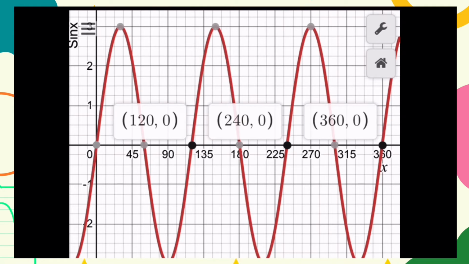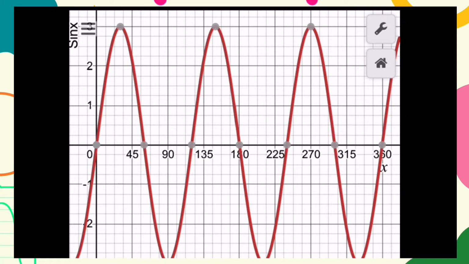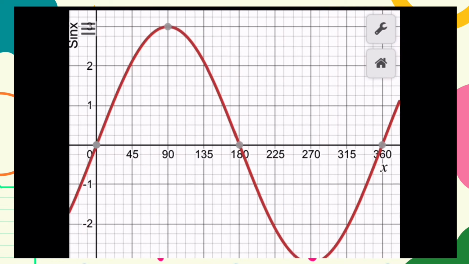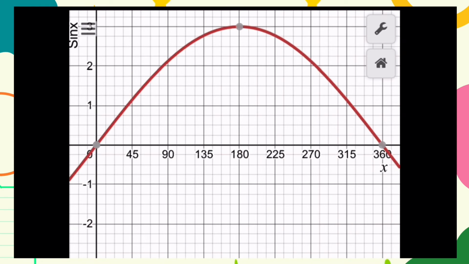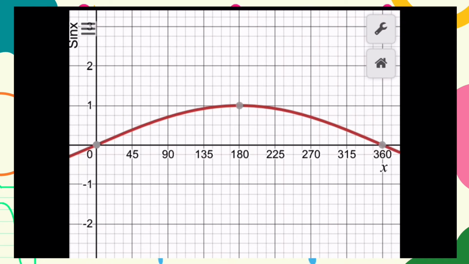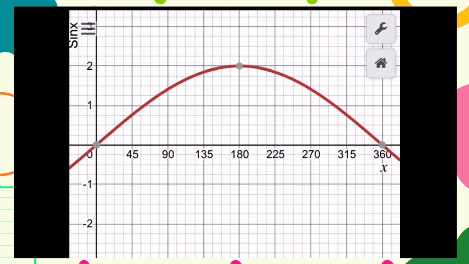Okay, so if I change the frequency to 0.5, let's say, you can see that there's only half a cycle of the sine graph appear, isn't it? So I can change the amplitude, it's still half, right? So in this case, the period is 360 divided by half. So you will have the answer which is very big, 720.